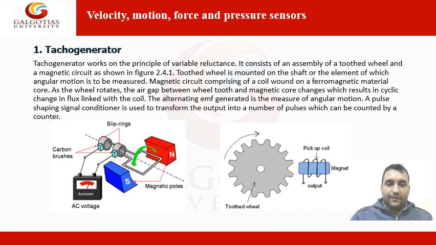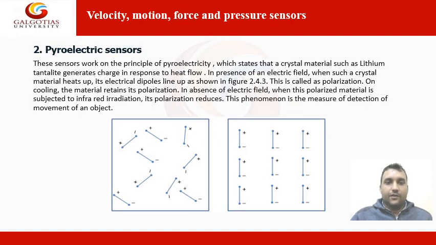So this angular motion can be measured in the form of EMF. A pulse shaping signal conditioner is used to transform the output into a number of pulses which are counted by a counter. Next is pyroelectric sensors.